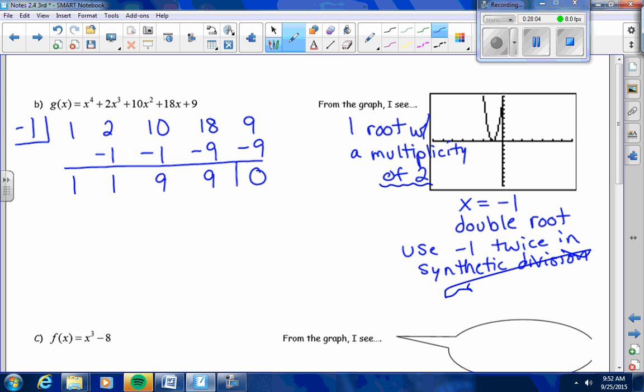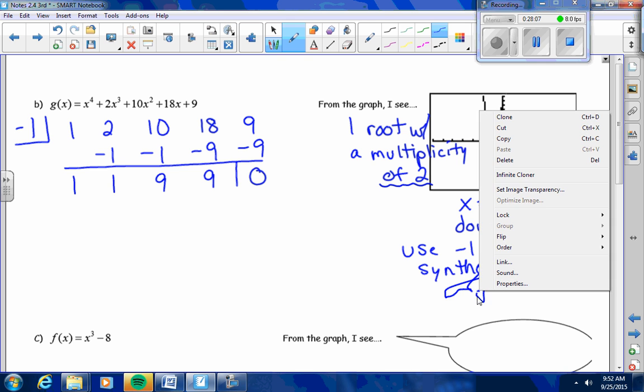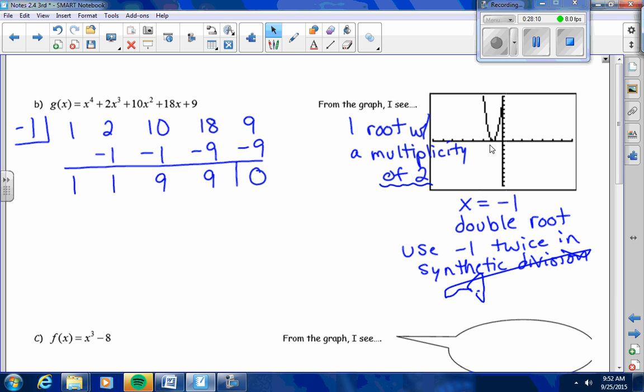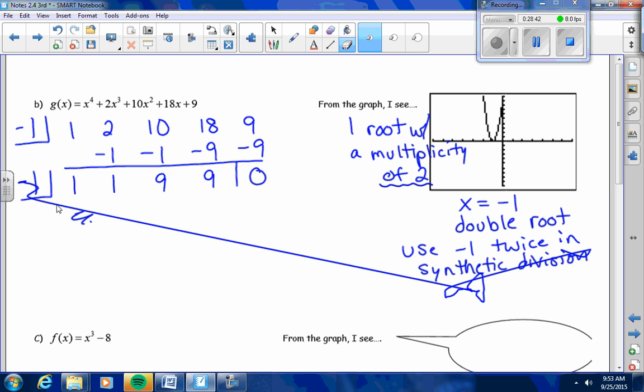Question? Do you see on the graph where it touches, it does not cross over, it bounces, it's tangent to the x-axis? That means it's a double root and it has a multiplicity of 2. Okay, we can tell that just by looking at the graph, that it's a multiplicity of 2. So because I can use it twice, in front of my resulting line, I'm going to draw a box and I'm going to use -1 again. Maybe, if my pen decides not to go totally bonkers.